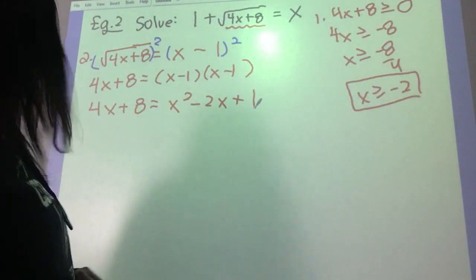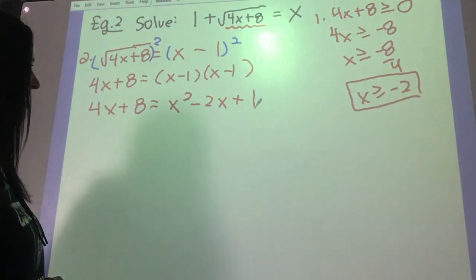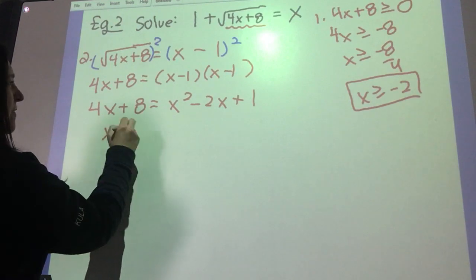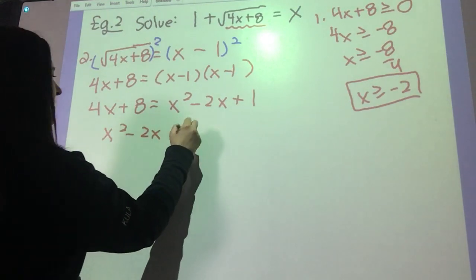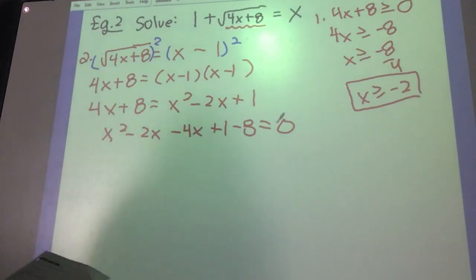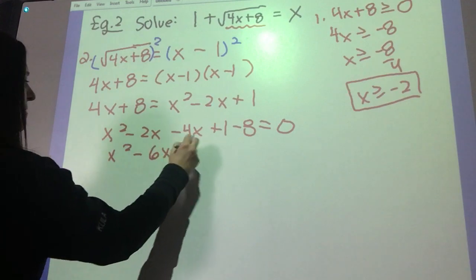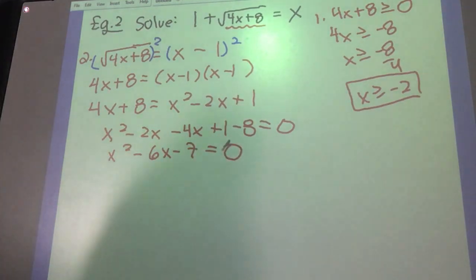So it's a good time to practice what we learned when we were still here in class, when we were learning about quadratic equations. Bring everything over to one side. Again, if you combine like terms and have everything correctly, you should get x squared minus 6x minus 7 equals 0.